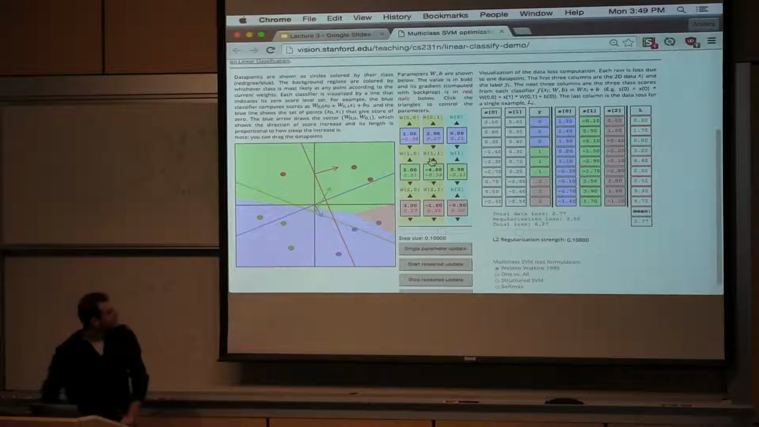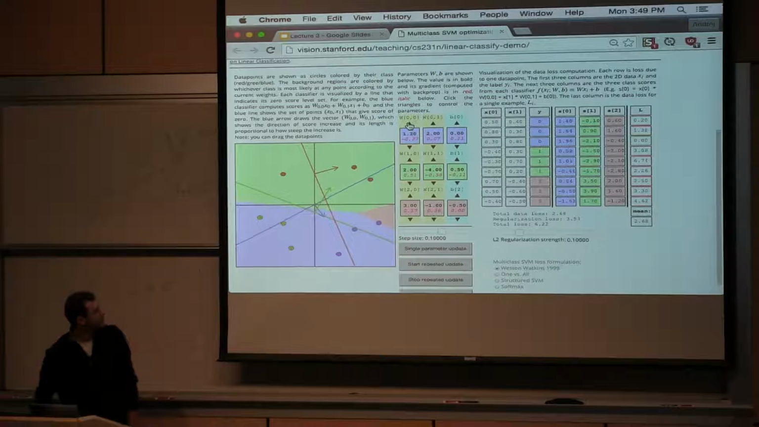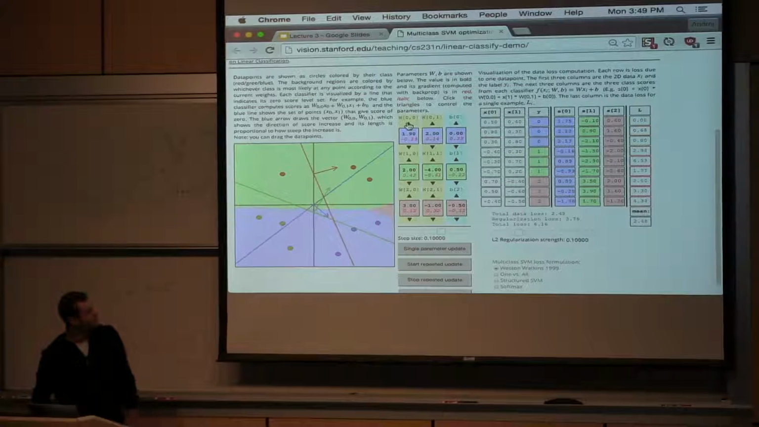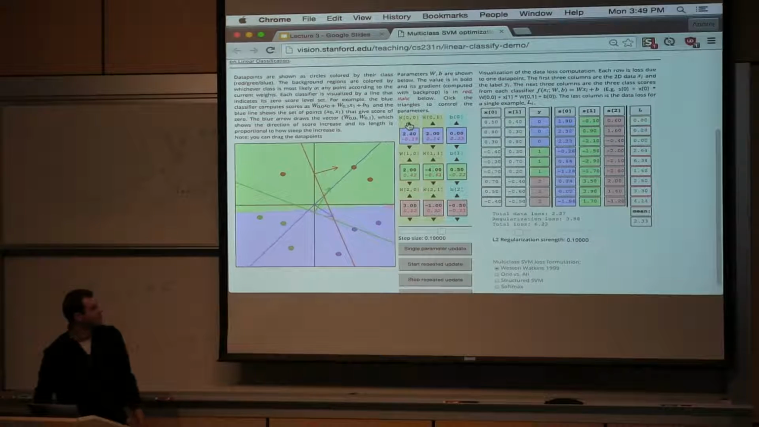And so you can fiddle around with this. As I change my W, you can see that I'm making one of the W's bigger, and you can see what that does. Or the bias: you can see that the bias basically shifts these hyperplanes.